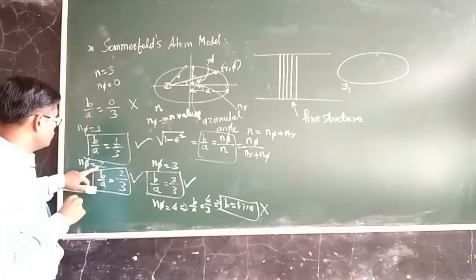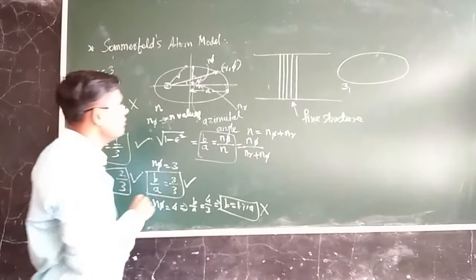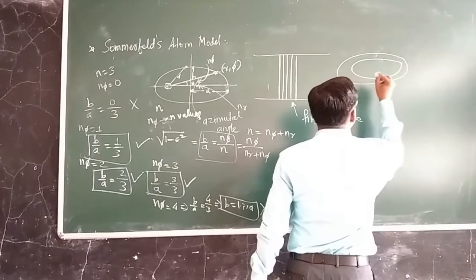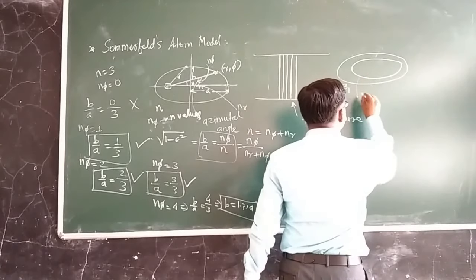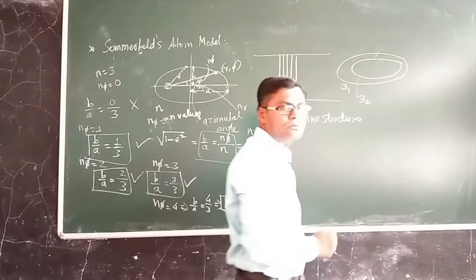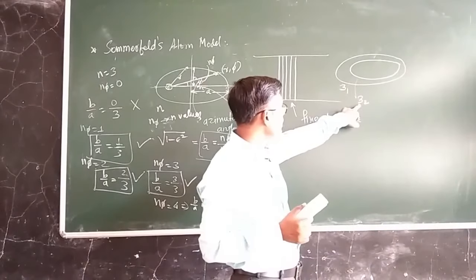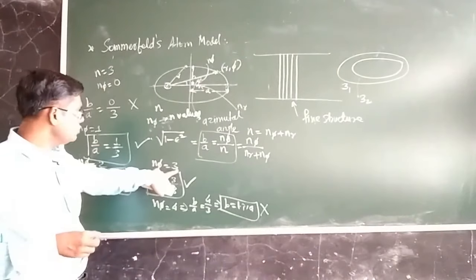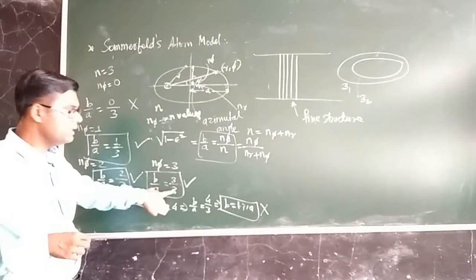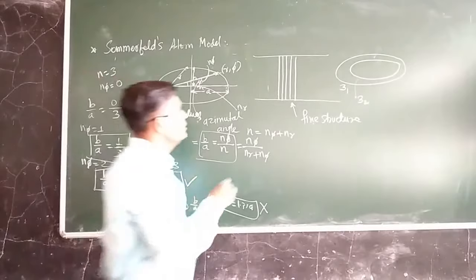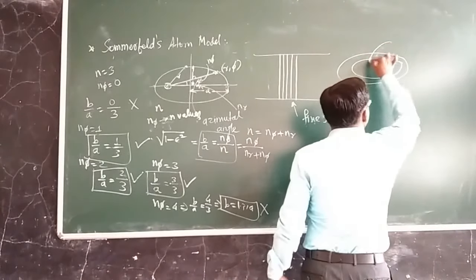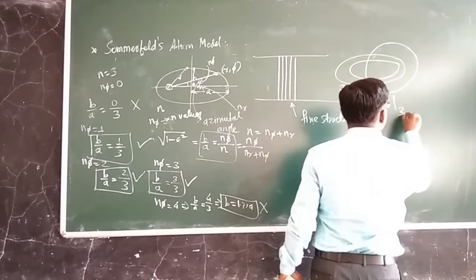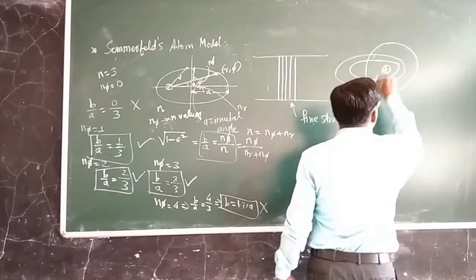Now for n phi is equal to 2, we will be getting 2 by 3. So we will be getting an ellipse like that, and this particular case is denoted by 3 2. Okay, 3 is the value for n, small n, and 2 is the value for n phi. And if n phi is equal to 3, then b by a is equal to 3 by 3, and it is nothing but the circular orbit. So we will be getting a circular orbit, right? So this is denoted by 3 3, and the nucleus will be over here.